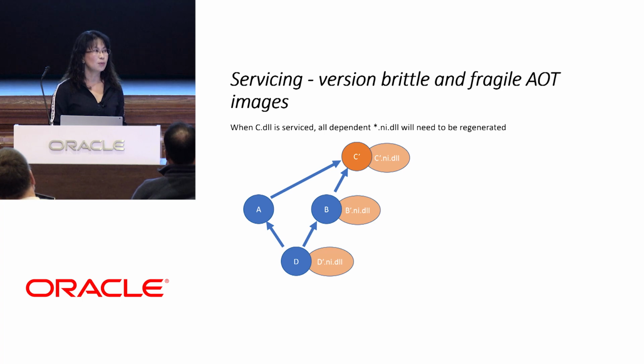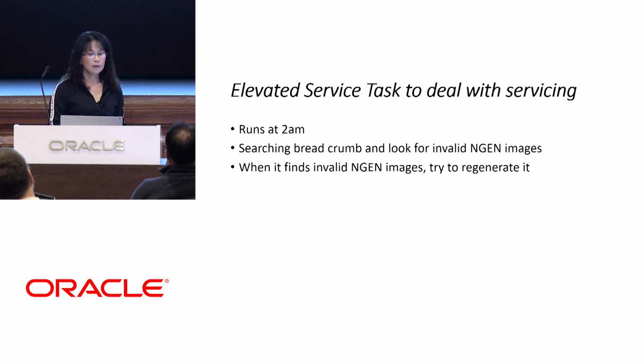Now, the question is, where are the B prime and D prime going to be regenerated? We have an elevated service task to deal with servicing. And servicing is going to run code because you're going to be trying to compile B.dll and D.dll. So this elevated service task runs at 2 a.m. You will search your breadcrumbs. Remember D.ni.dll remembers the versions of the DLLs that it depended on when it got generated. You will do those validations. If you find that a version is no longer there, or a new update happened, then you will know that you need to regenerate it, right? So when it finds invalid NGEN images, it will try to regenerate them.